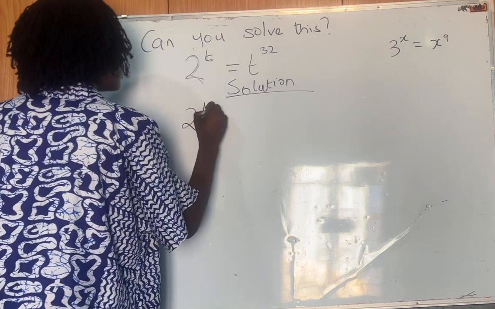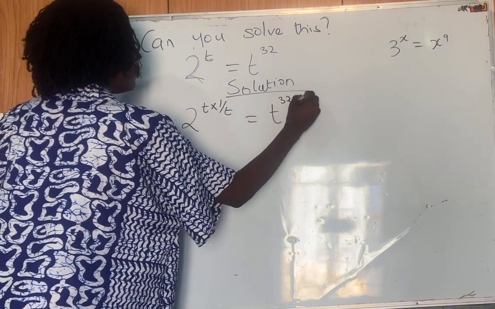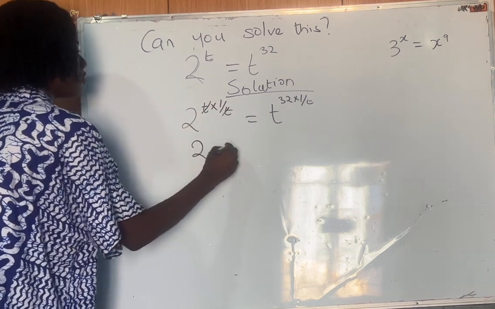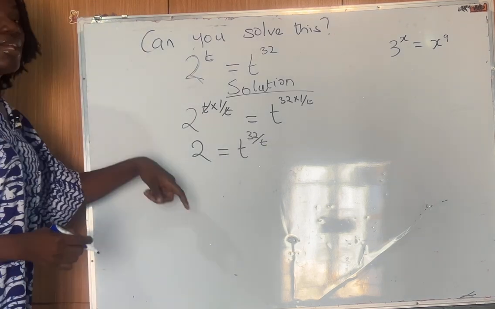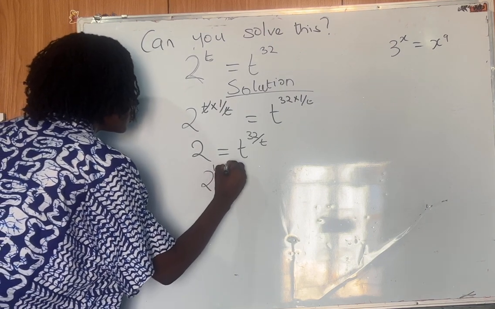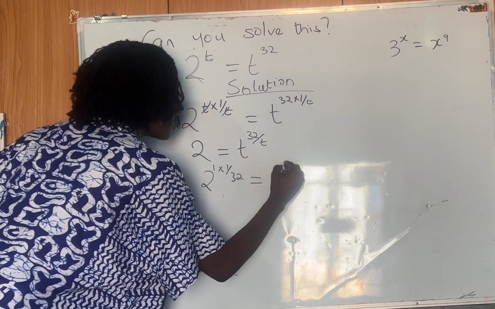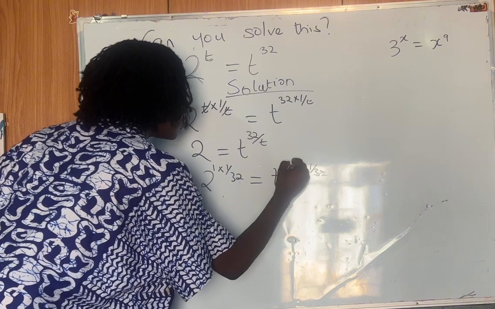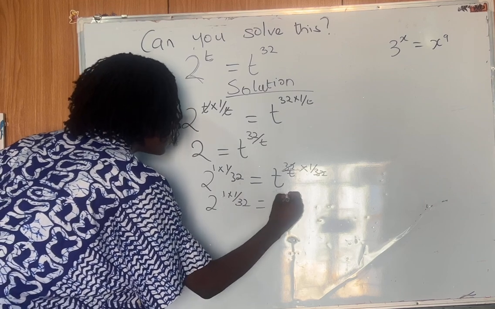So we have 2t times 1 over t is equal to t times 1 over t. First, remove t from here. So we have what? 2^t over 32 over t, right? And the next thing is what? Remove 32 from here. So we have 2 times 1 over 32 equal to t over t times 32. So we have 1 times 1 over 32 is equal to t times 1 over 32.